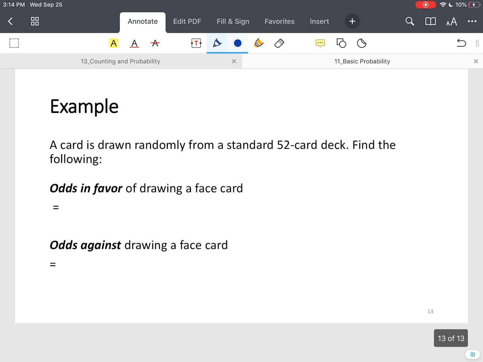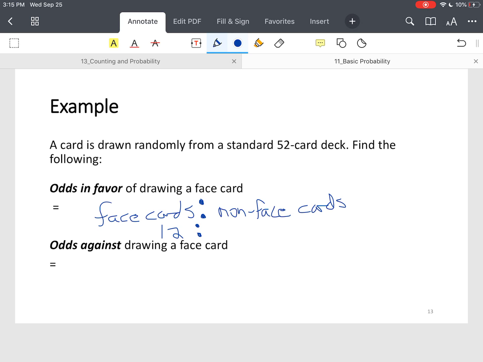So we have a standard deck of 52 cards. We want to find the following. Odds in favor of drawing a face card. So you want to know how many face cards. So write it out. Face cards, and we're going to use a colon in this case, to non-face cards. Now, odds is not the same as probability. It's a ratio of probabilities. So if you look at a standard deck, look at all your face cards, which are queen, jack, and king. There are 12 face cards in that standard deck. So that means the rest of the cards in the deck aren't face cards. So that's 40. Notice when I add 12 and 40, I get 52. So I've covered all the cards.